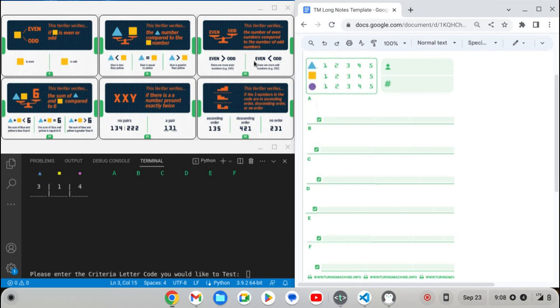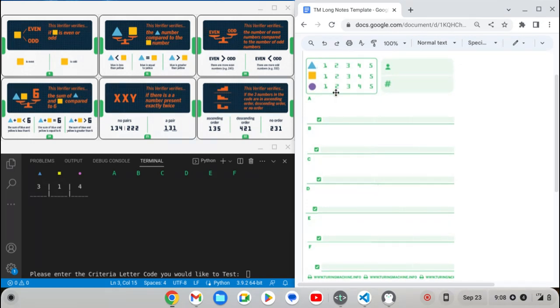Criteria card B looks at our first 2 digits, triangle and square, and compares them. So should the value of triangle be less than square? Should they be equal? Or should the value of triangle be greater than square? Criteria card C will look at our 3-digit solution and will let us know a little bit about the ratio of even to odds. So are there more even than odds, or are there less even than odds?